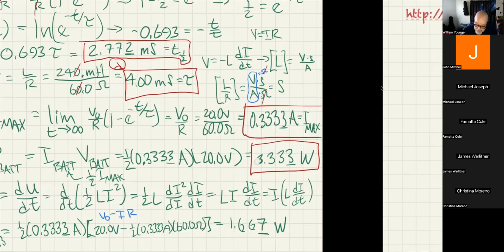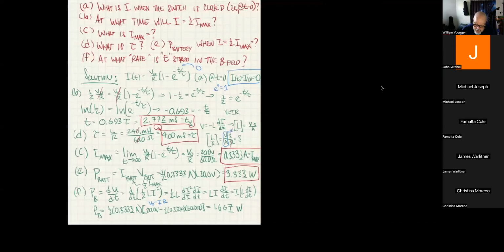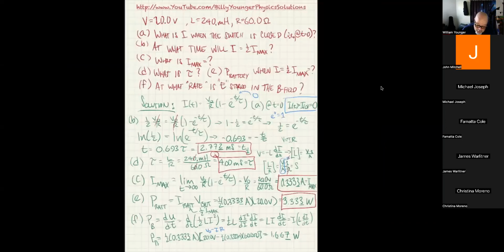I don't like how small that leading 3 is, so I'm going to write it again. This time I'm going to make it ginormous. There you go. So that's the actual power by the battery. And the neat thing about this is you see the power created by the battery is 3.333, but the power being created in the magnetic field is only half of that.